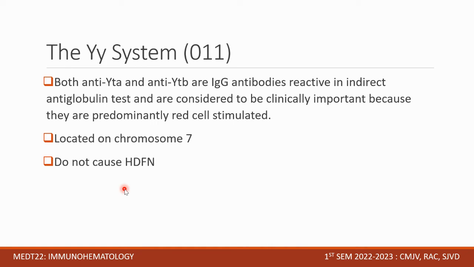So both anti-Yta and anti-Ytb are IgG antibodies and reactive din sa indirect antiglobulin test and are considered to be clinically important because they are predominantly red cell stimulated. Okay, located on chromosome 7, but it does not cause HDFN. Okay? So can cause transfusion reaction but does not cause HDFN.